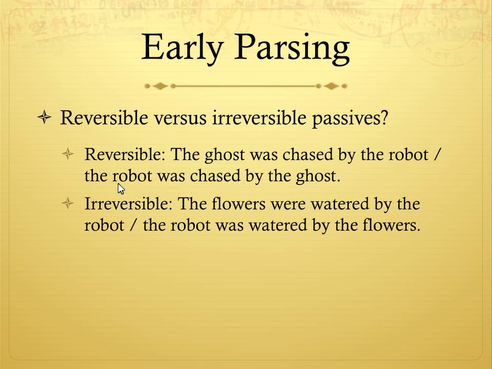Okay. Irreversible passives are ones where you change the nouns in the sentence and they aren't plausible. So "the flowers were watered by the robot." All right, I need a robot watering my flowers because it's so hot. But "the robot was watered by the flowers" is semantically incorrect, because flowers don't tend to water robots, unless I guess we're reading sci-fi. So this reversal is not semantically correct. Syntactically, it is correct, but semantically, it doesn't make sense.